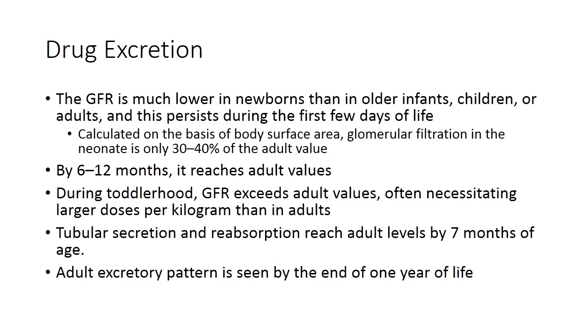During toddlerhood, up to 2 years, the glomerular filtration rate may exceed adult levels, and therefore those adjustments in milligram per kg have to be done as compared to adults. Tubular secretion and reabsorption reach adult levels by 7 months of age, and the adult excretory pattern is seen by the end of 1 year of life. These patterns are very important to remember for adequate dose adjustment and avoiding toxicity.